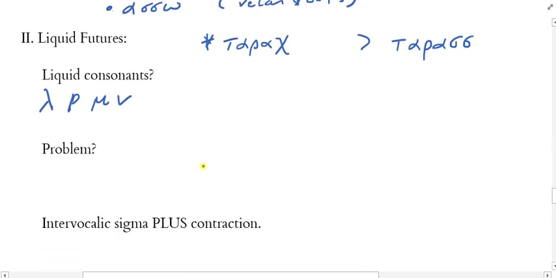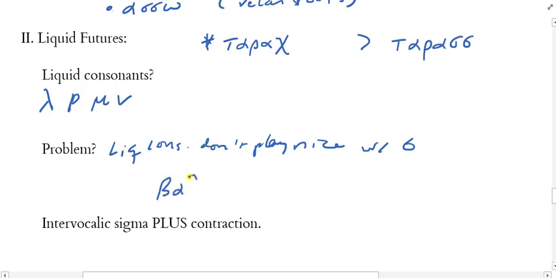And the problem here is that these liquid consonants do not play nice with sigma. Okay, so liquid consonants don't play nice with the sigma. Okay, so here's what's going to happen. Let's take a verb like balo. The future stem is bal. So what should I do when I want to make it future? The future stem takes the verbal root bal. It uses it for the future stem. And I should put a sigma here. And then my connecting vowel and personal ending.